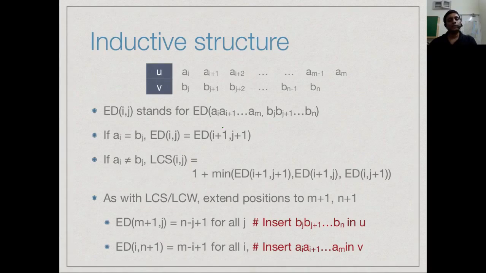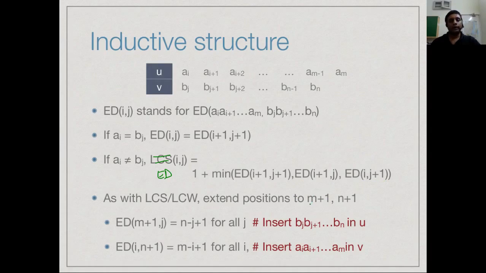So this gives us the final inductive structure that we want. So ED, the edit distance for the words starting at i and j, if ai is equal to bj, it is ED of i plus 1, j plus 1. If it is not equal, then it is 1 plus the minimum of the edit distance of these three different subproblems.